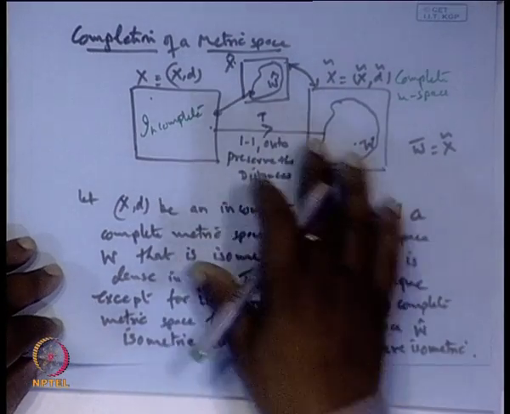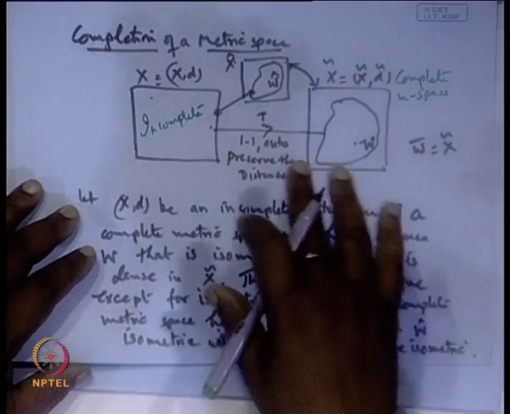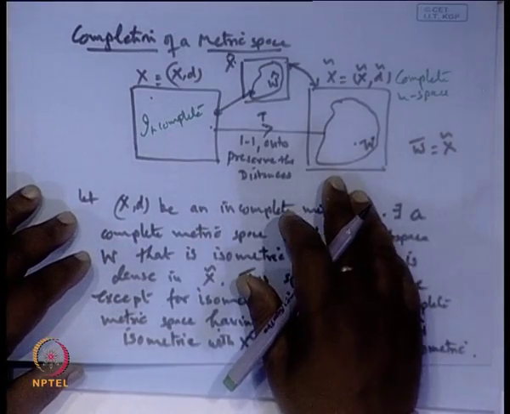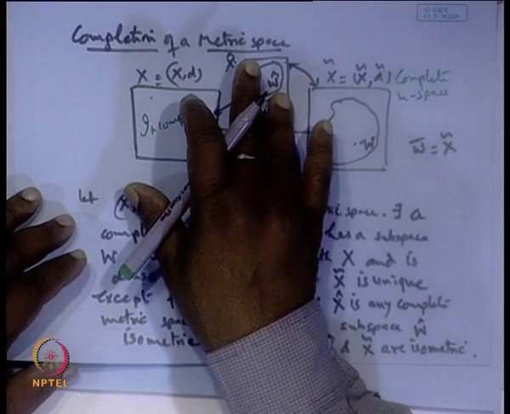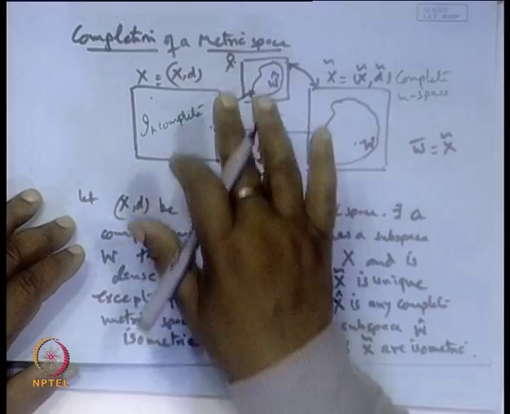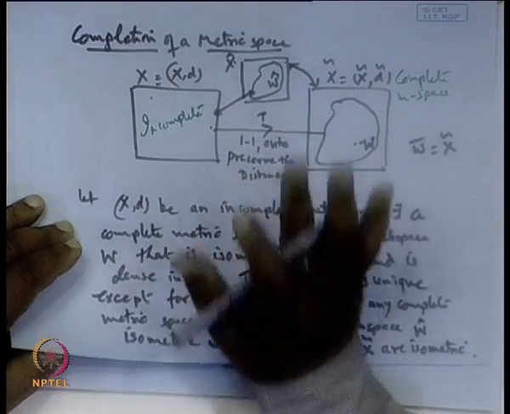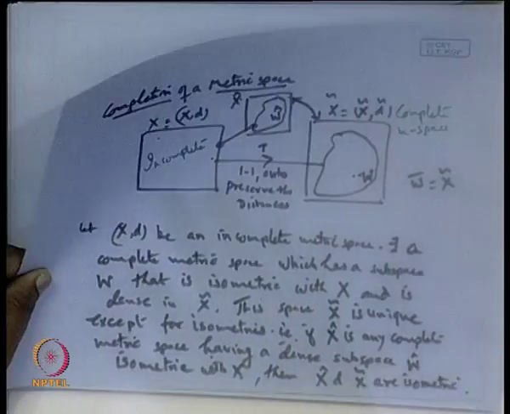so that we cannot get a different one, because once the two spaces are isometric, the elements may be of different nature, but their metric properties remain the same. So, that is why it will be unique always. Okay? That is clear.